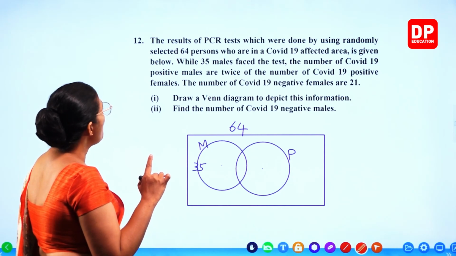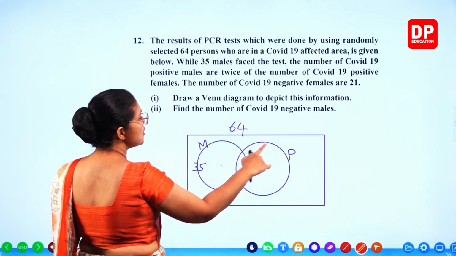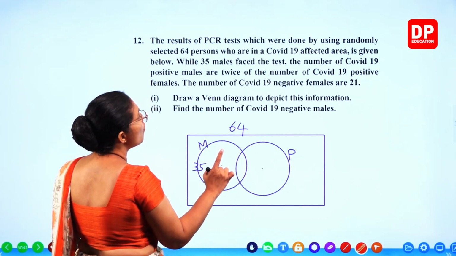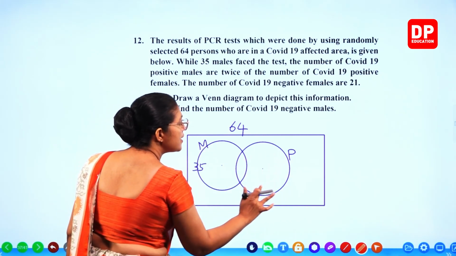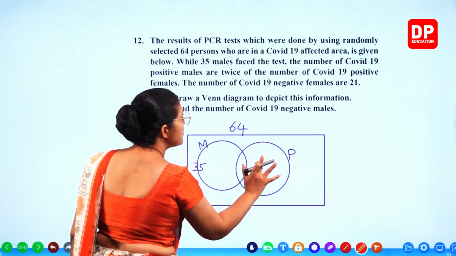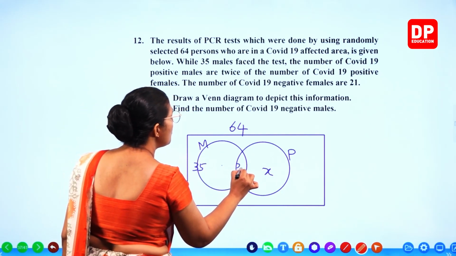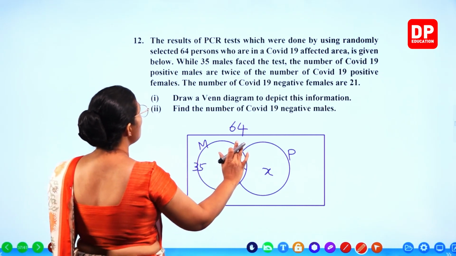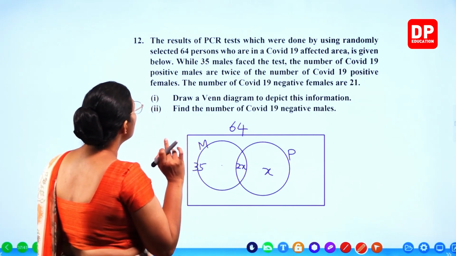The number of COVID-19 positive males are twice the number of COVID-19 positive females. So this is positive males here, and this part is females outside the male circle and those who are positive. So if this is X, this should be 2X.